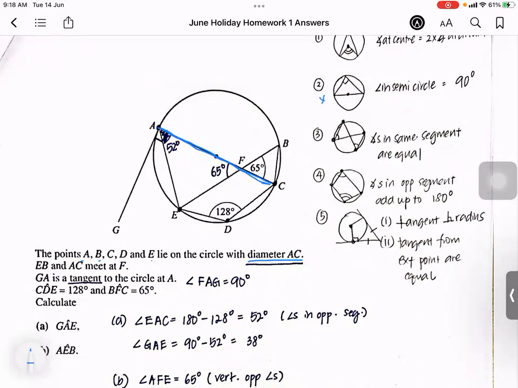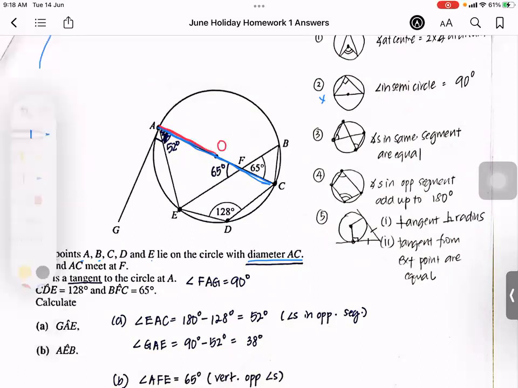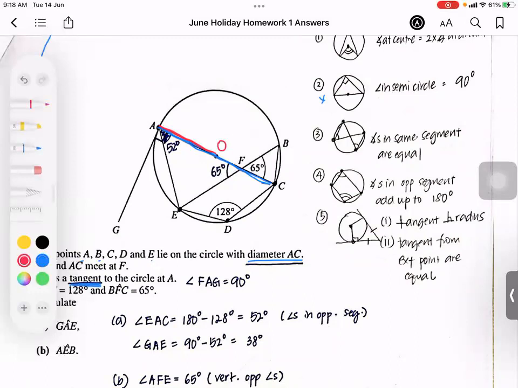Then what did they give me the diameter for? If they give me a diameter like that, what does that mean? That means I also have the radius. So in this case, A to the center O will be my radius. Why do I need that? Because later they say GA is a tangent. Tangent is perpendicular to the radius. So you need to look for the tangent and the radius itself, where you know, oh, this is 90 degrees.